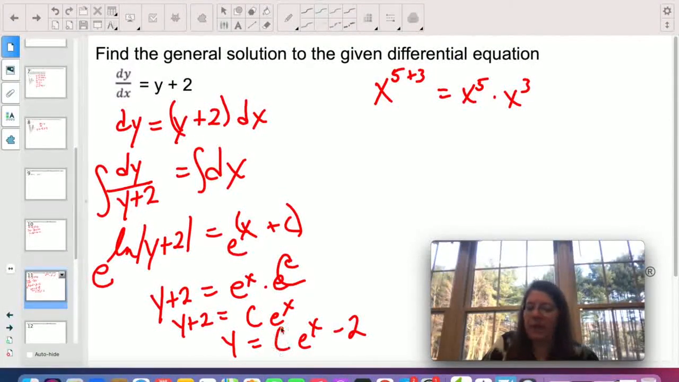So the c is still our constant. Now, if they ask us to do a particular solution for this, and they gave us an ordered pair, it would be very simple to find c by plugging the ordered pair in for x and y. And we'll do that soon.